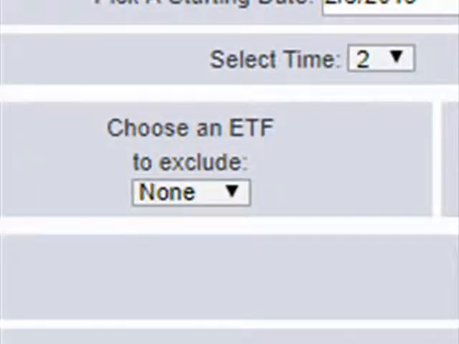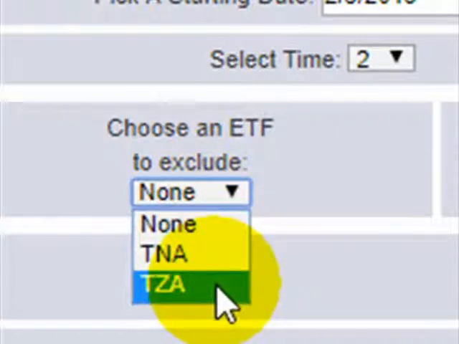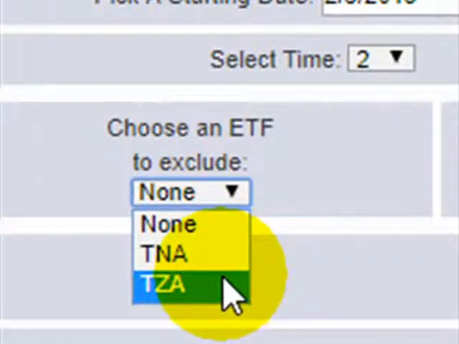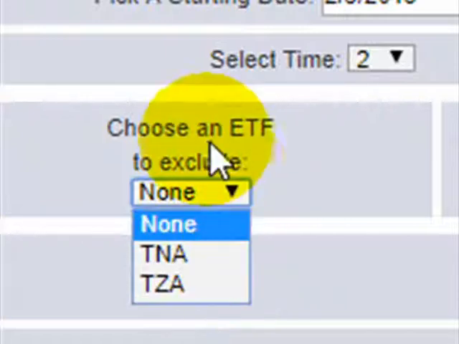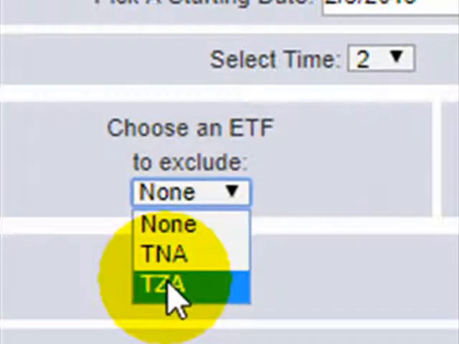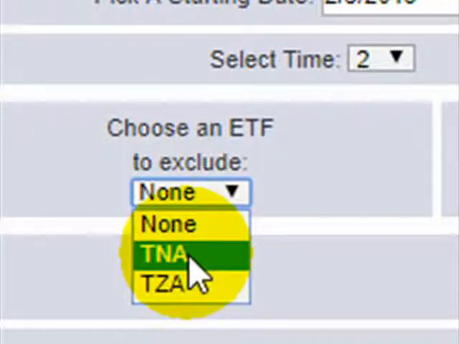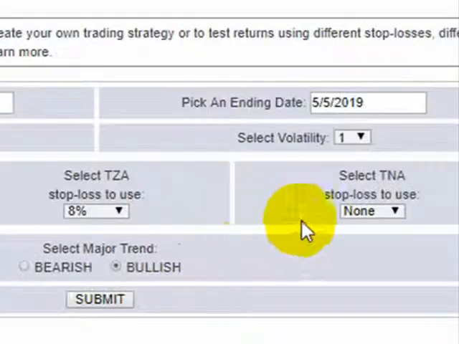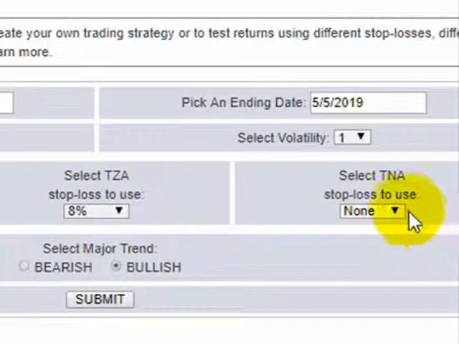Now, while we're testing, we can choose to exclude an ETF. So if we want to test what would happen if we only invested for the upside and skipped the downside and just went to cash and reduced our exposure, you would exclude TZA, because that's the ETF that goes up when the market goes down. So you would exclude that one, and you can get the results of just TNA, and vice versa. Of course, you can use stop losses. We recommend 8% stop loss with TZA and no stop loss on TNA, which is the upside.